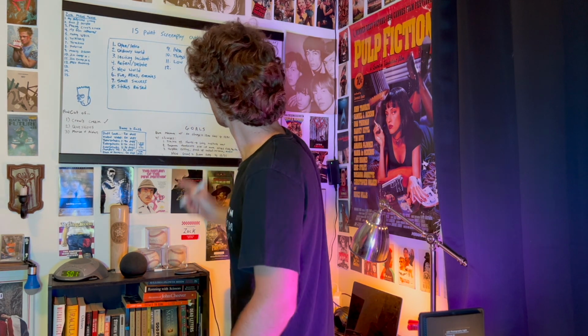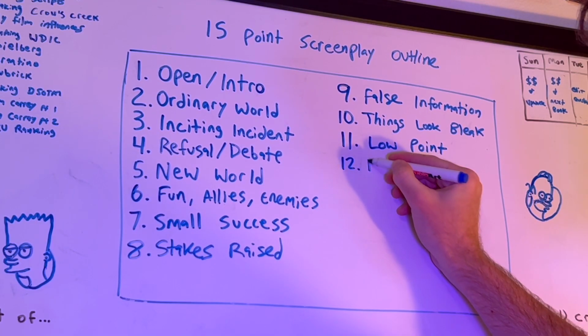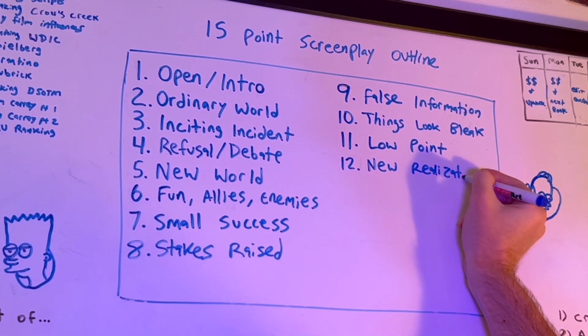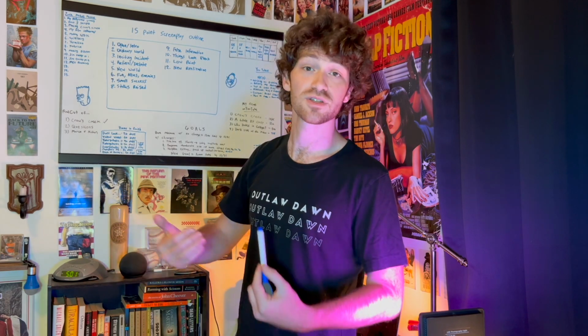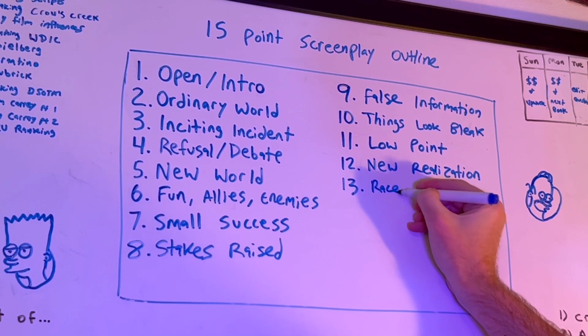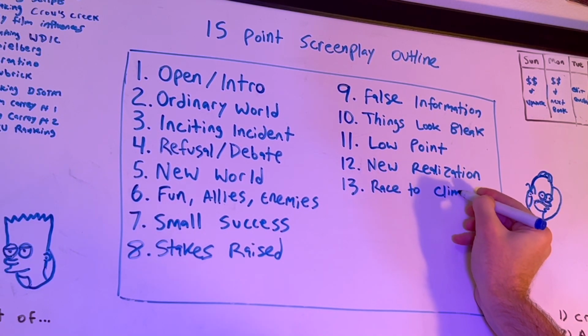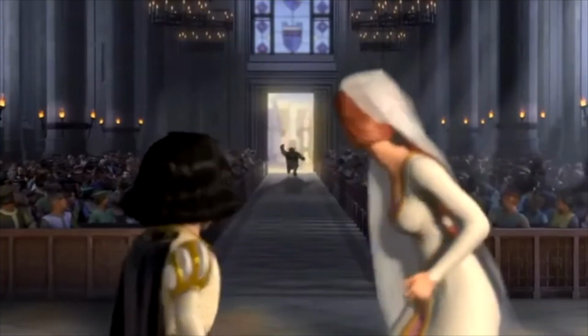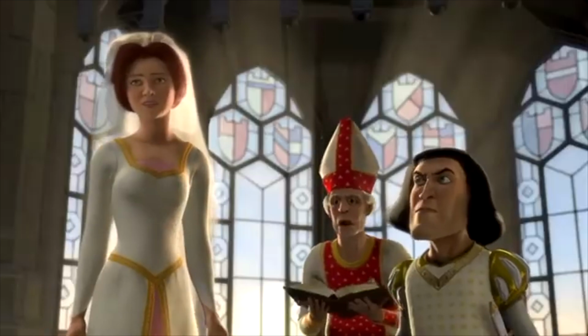Number 12. New realization. So, it couldn't go on for long. The character finally has to learn the truth. Shrek has to find out that Fiona wasn't talking about him when she said someone was ugly. She was talking about herself. New realization. Now we get to go on our race to the climax. In every romantic comedy, this is racing to the airport to catch the girl. This is stopping the wedding. In a police thriller, it's trying to get to the victim before the killer does.